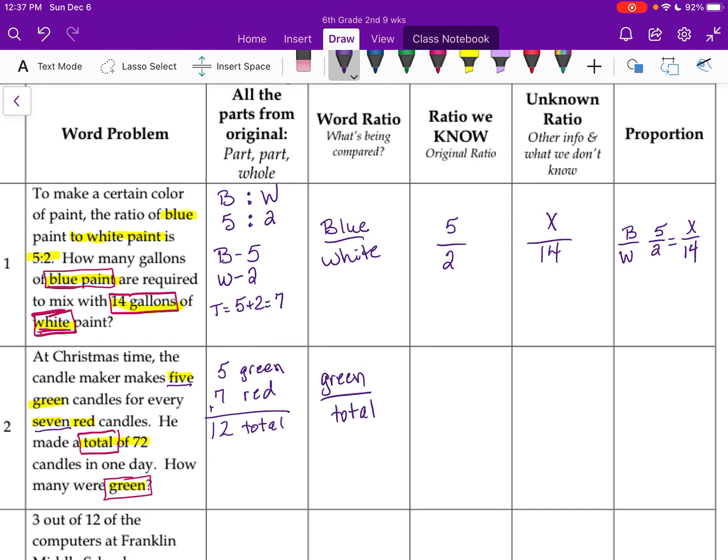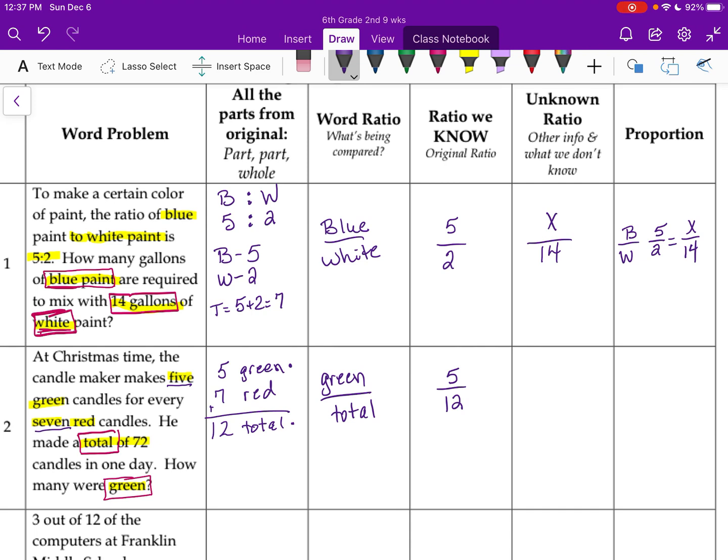Okay, so from our original ratio, so from here, what is the green to total ratio? So there's 5 green and 12. So 5 out of 12. Again, don't get confused and say it's 5 out of 72, because it's not 5 out of 72, right? There's not 72 out of this 5 and 7, right? That's only 12.